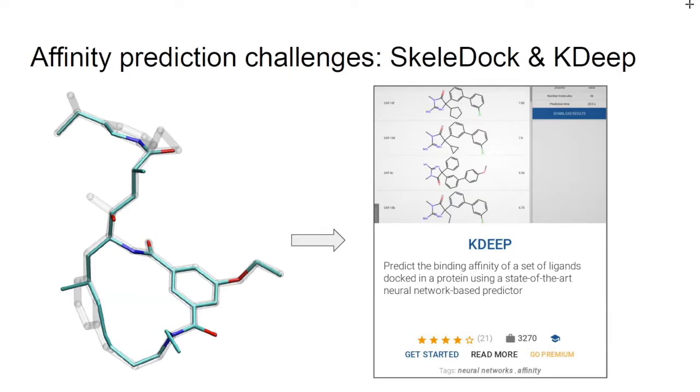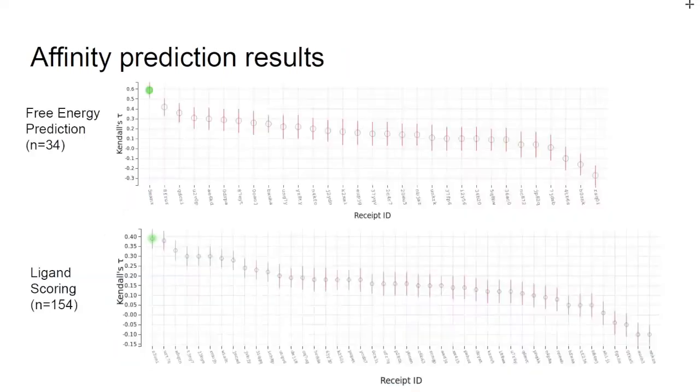And then we just Skeledocked all the ligands in the challenge. We just use this application, which is available at playmolecule.com for free for everybody. We will do a little demo afterwards. And this is how we ranked. This is stage 2 in both cases, free energy prediction and ligand scoring. So the results were nice.